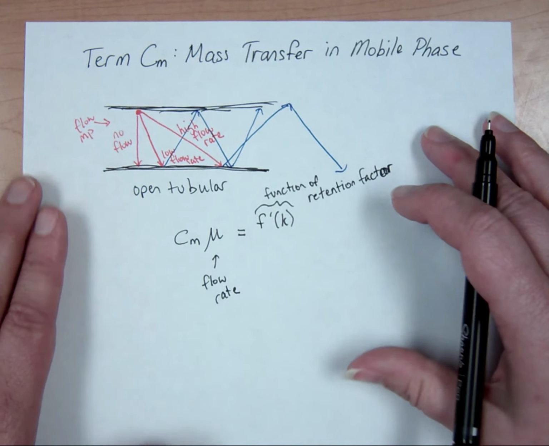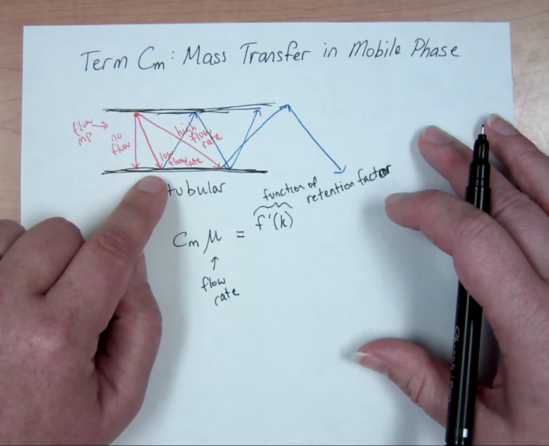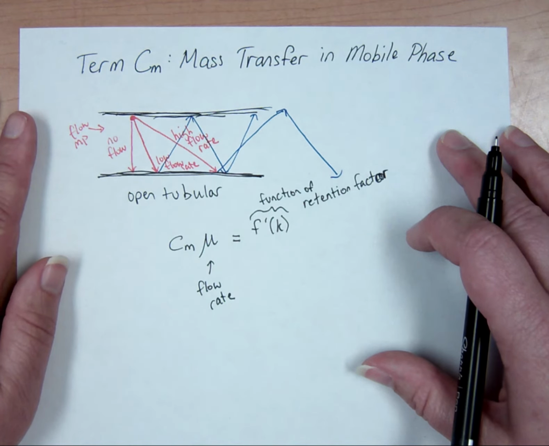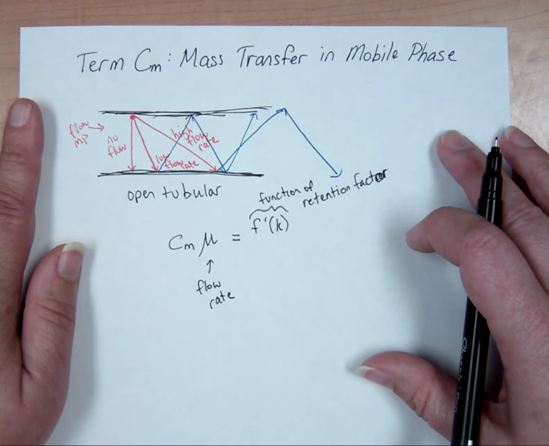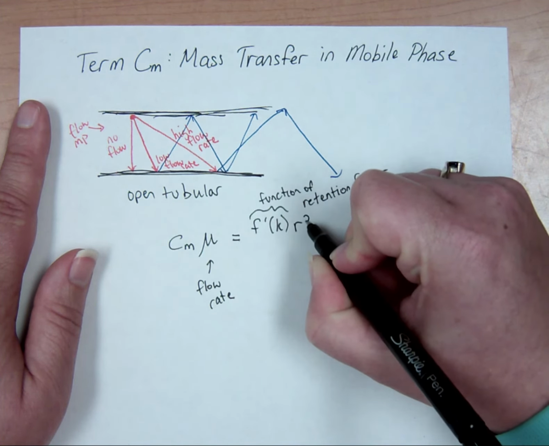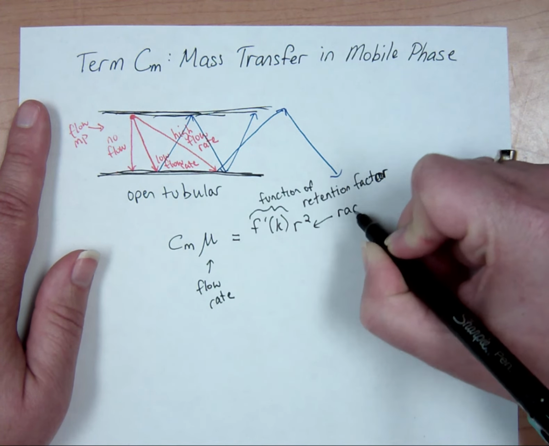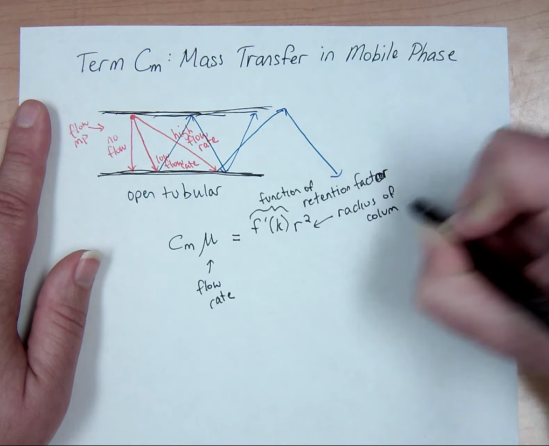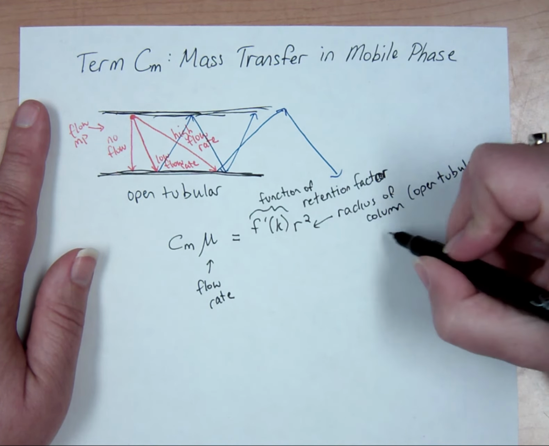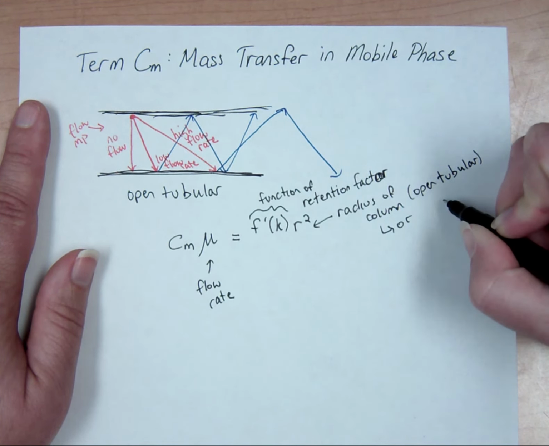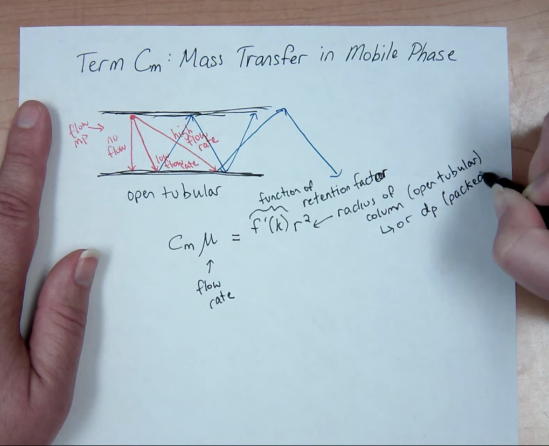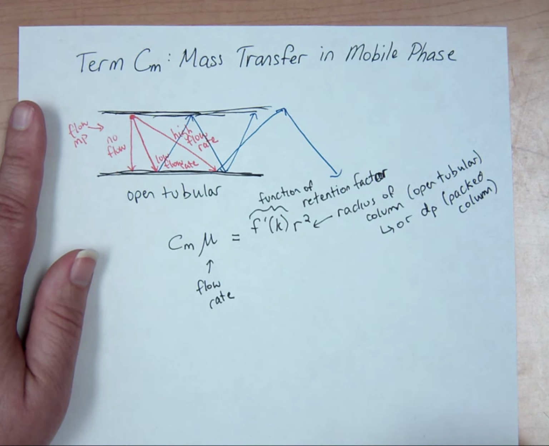So the more time it spends in Cm, the more affinity it has for it, the more of an effect this is going to ultimately have, because the analyte is spending more time in the mobile phase, so it can be moved at a greater effect. Now, the other thing that this takes into account is the radius of the column. This is for an open tubular column. If you have a packed column, we would use the particle diameter instead. So for a packed column, r squared would instead be dp squared.